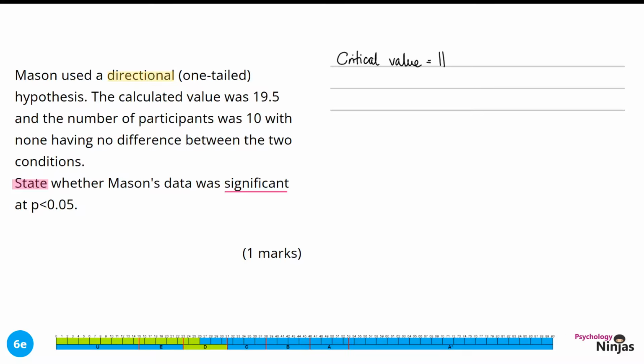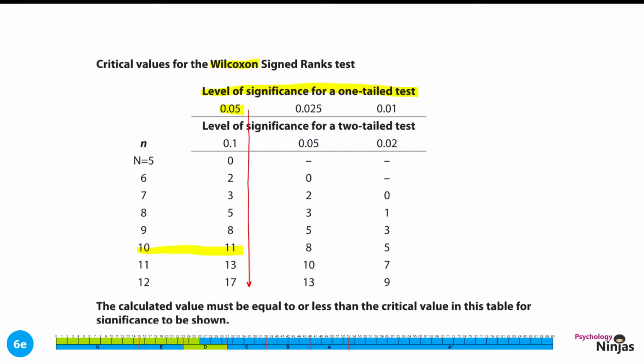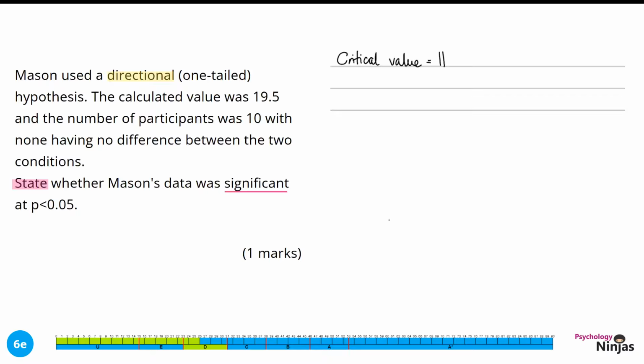was 11. We're then going to make a note, again this is at the bottom of our critical values table, of which way round it needs to be significant. For a Wilcoxon, it needs to be less than or equal to be significant. So our calculated value needs to be less than or equal to be significant. We're going to add this to our answer. So 19.5 is more than our critical value, so our results are not significant. We would need all of this information for the 1 mark for this question.